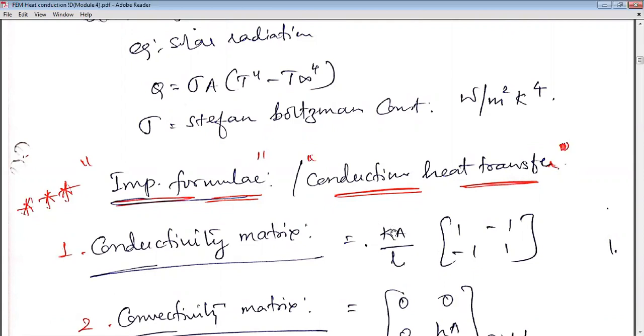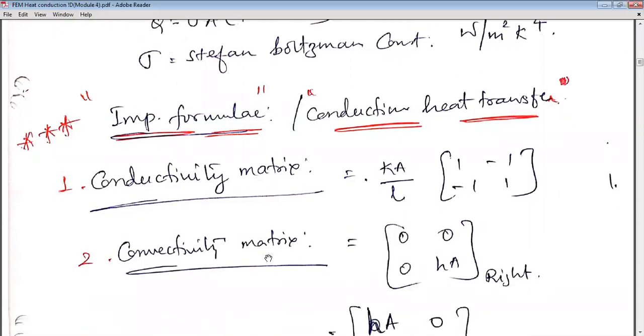So K is replacing the E, the Young's modulus of a bar structural element. In a structural element, you will have the Young's modulus as the stiffness. Here it is the thermal conductivity K. So don't confuse this as stiffness. K stands for your thermal conductivity. A is the area exposed. L is the length or the thickness of the body. So please remember this equation.